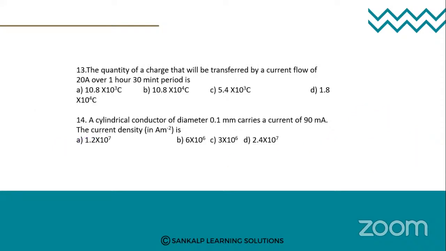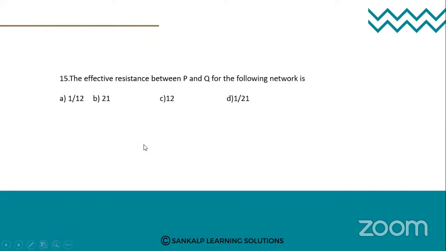Okay, going for the next question, students. The effective resistance between P and Q for the following network is. So again, we need to take a circuit diagram here. So the circuit diagram is given like this. What is the value of the effective resistance they are asking?